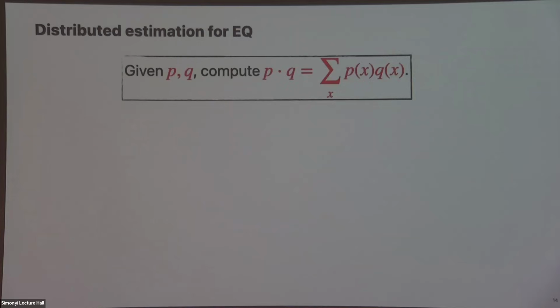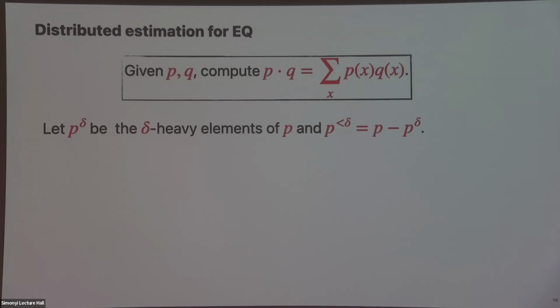Okay, let's go back to distributed estimation for equality. There was a few slides ago, so let me remind you that given P and Q, we're trying to compute the collision probability. What we've seen is a 1 over epsilon protocol for P and Q for computing this inner product. Oh no, we haven't seen the protocol. We've seen that there exists a protocol. Now we'll actually see the protocol.